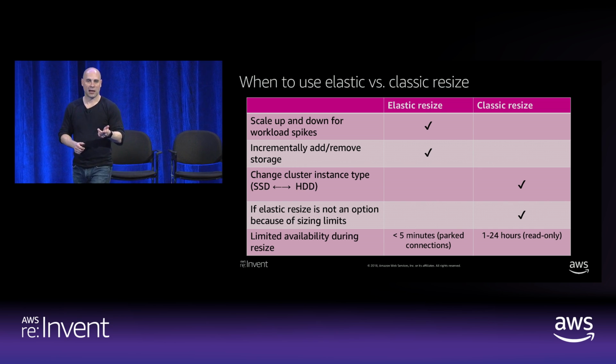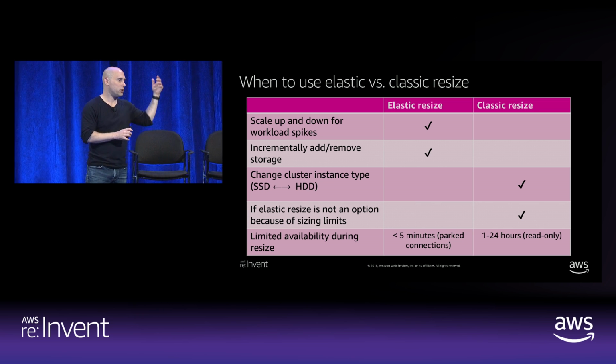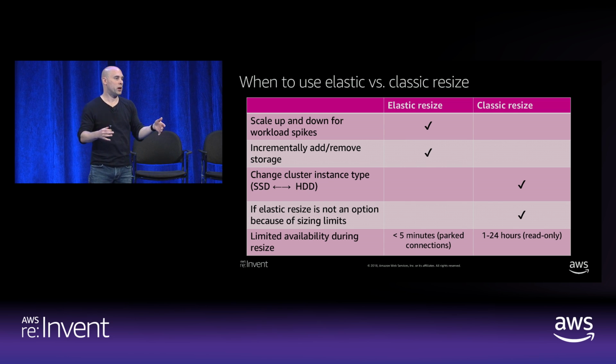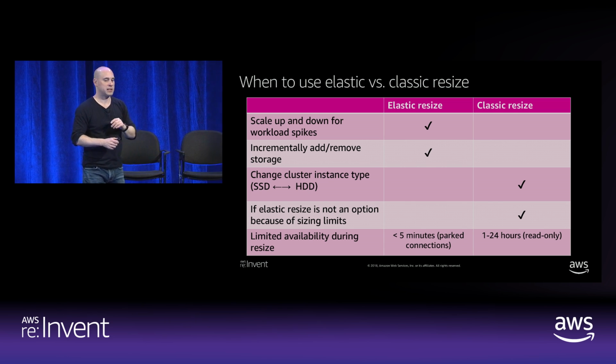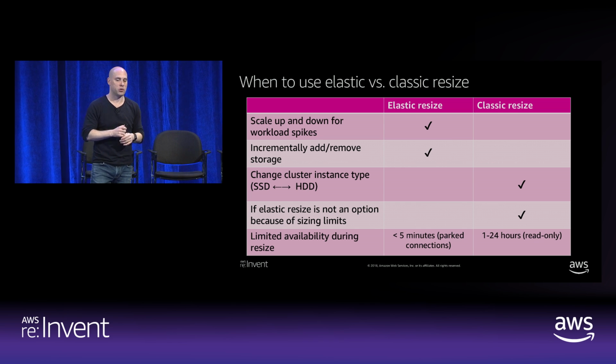You can use it to incrementally add storage, especially on the 8XLs, so it's really useful for that. So if you say, for example, in the example I had with 3 nodes needed extra storage and you want to go up to 4 nodes, I would recommend using elastic resize if that's an option. You'll use classic resize when you move between SSDs and HDDs, or if you want to change between a small node type and a larger node type.